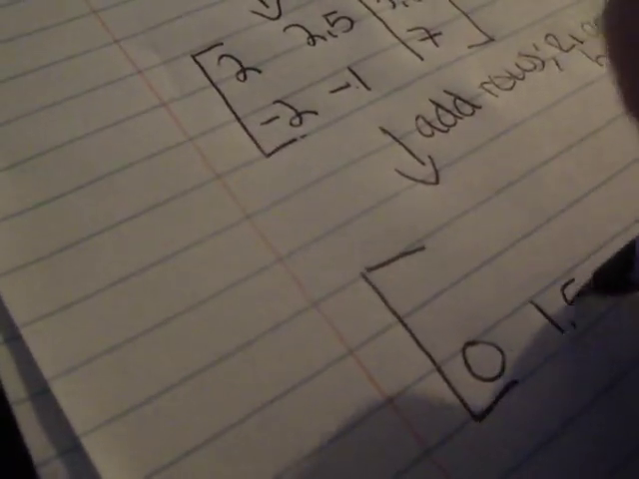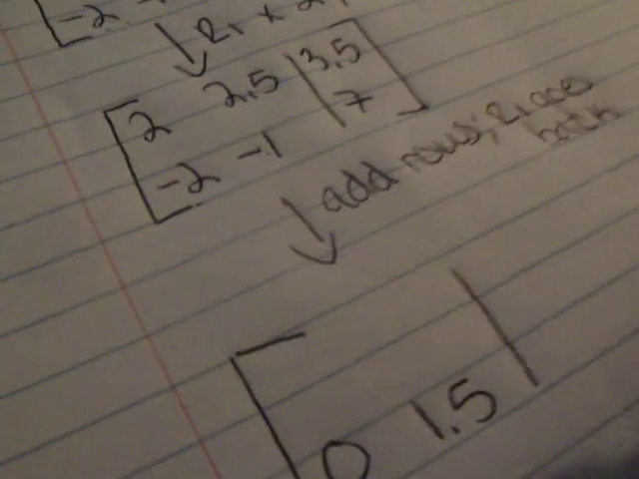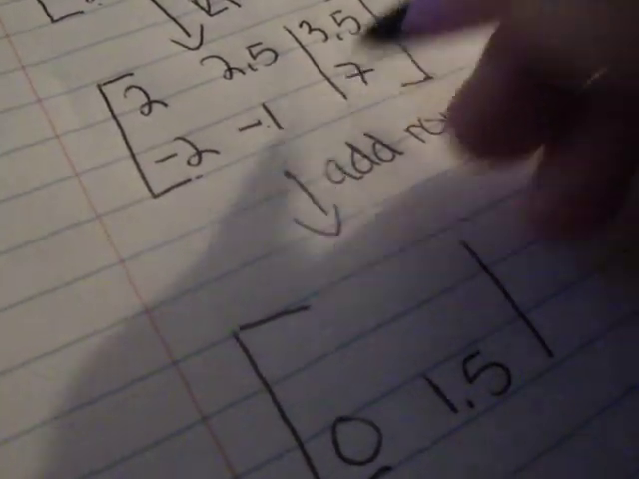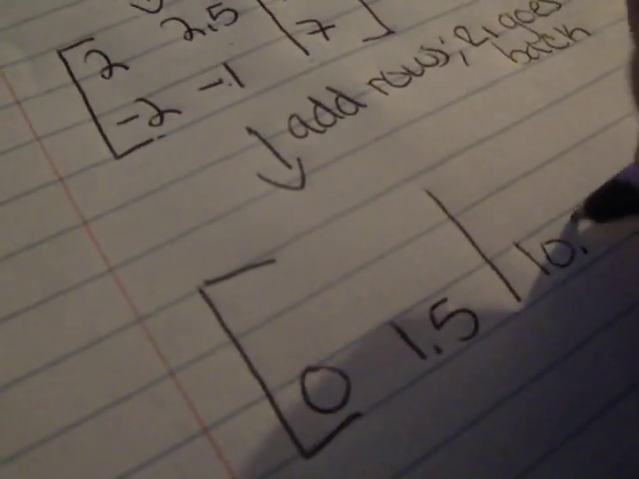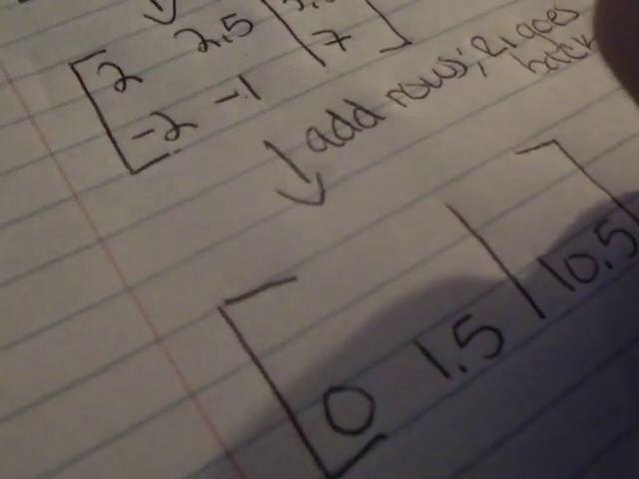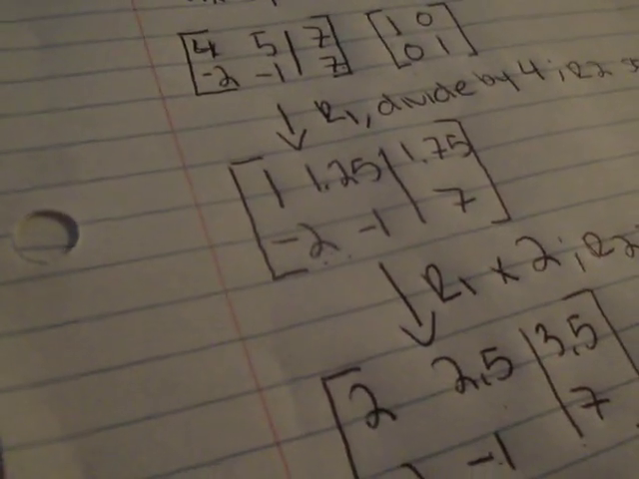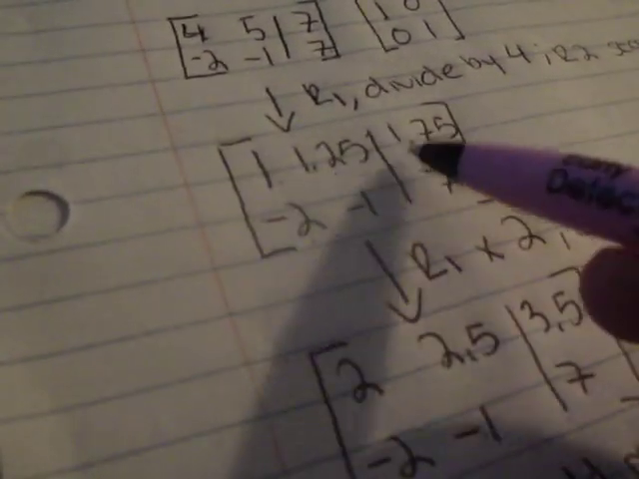Now 2 plus -2 would equal 0. 2.5 plus -1 would equal 1.5. Okay, 7 plus 3.5 would equal 10.5. Then your top row would go back the same, which is that right there. So 1, 1.25, and 1.75.